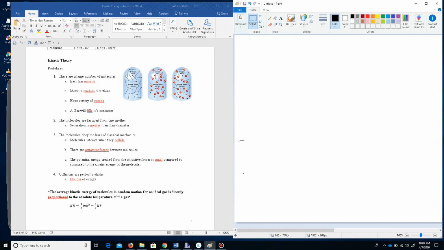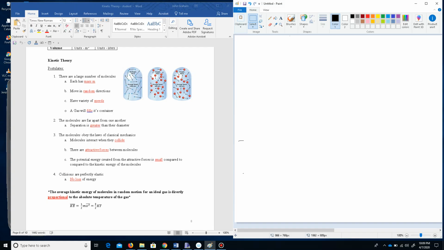Right, the molecules are far apart from one another, and what that means by far apart is that the separation is greater than the diameter. So they're a lot farther away than the size of themselves. The molecules obey the classic laws of mechanics, which means conservation of momentum, conservation of energy, forces, all those laws and rules.